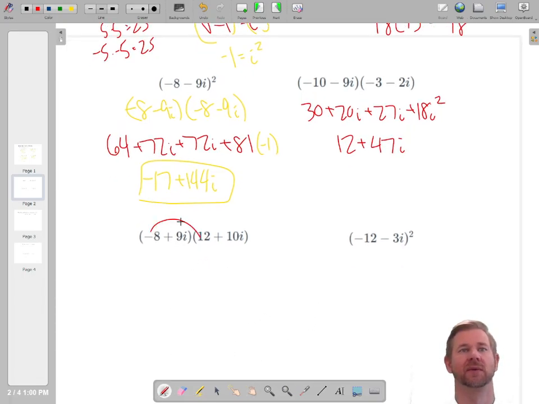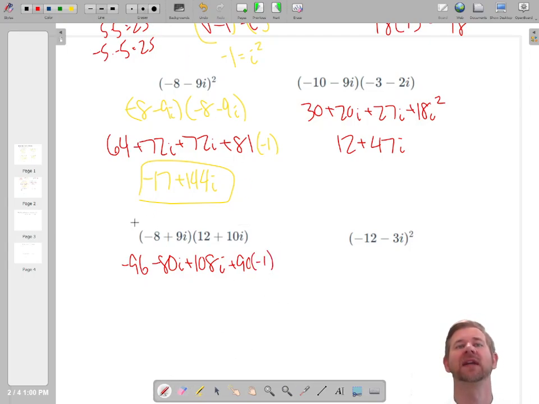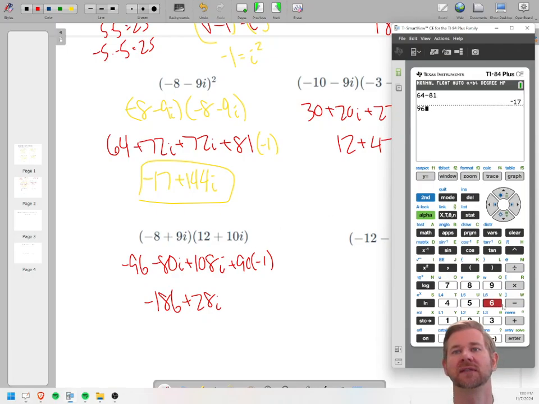This is when I was like, okay, hold on. 8 times 12, that's negative 96. That's negative 80. 90 and 18 make 108, and 9 times 10 is 90i squared, which really, 90i squared is negative 90. So negative 90 and negative 96 make negative 186, and 108 minus 80 is 28i. Let's just make sure. 96 plus 90, yeah, and 108 minus 80. Yeah, okay, good. Got it. Just making sure.